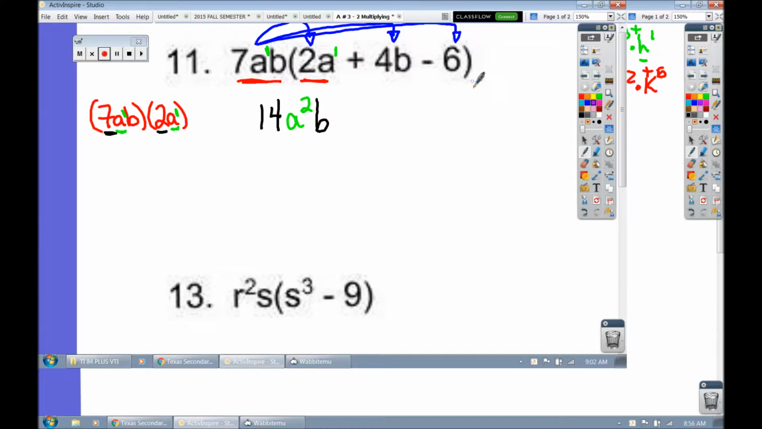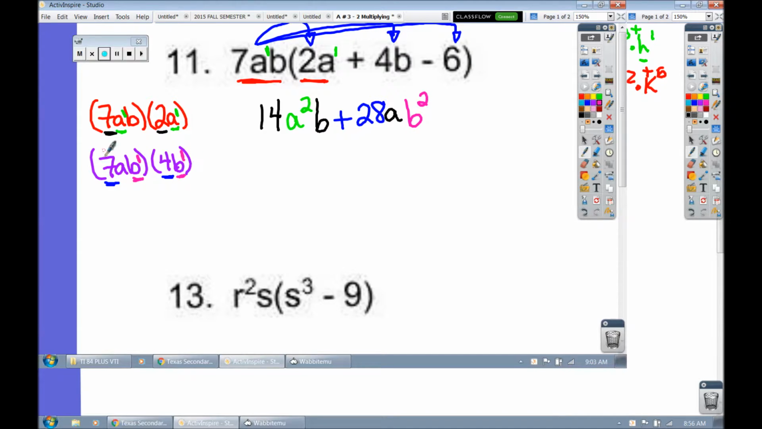Now let's look at the second distribution we have. 7ab times positive 4b. But whenever we get our answer from what we wrote in purple here, we need to start writing that over here with the term that we already have from the first distribution. Start with your numbers. 7 times 4, that's positive 28. So we're going to put plus 28. I don't have any a's to multiply, so I'm simply going to put the letter a in the problem. And b to the 1st times b to the 1st, that would be b to the 2nd.